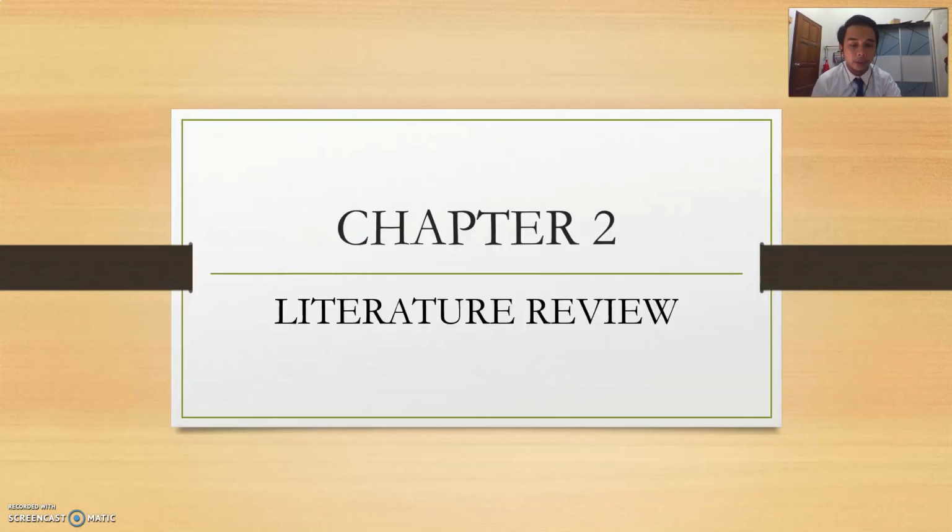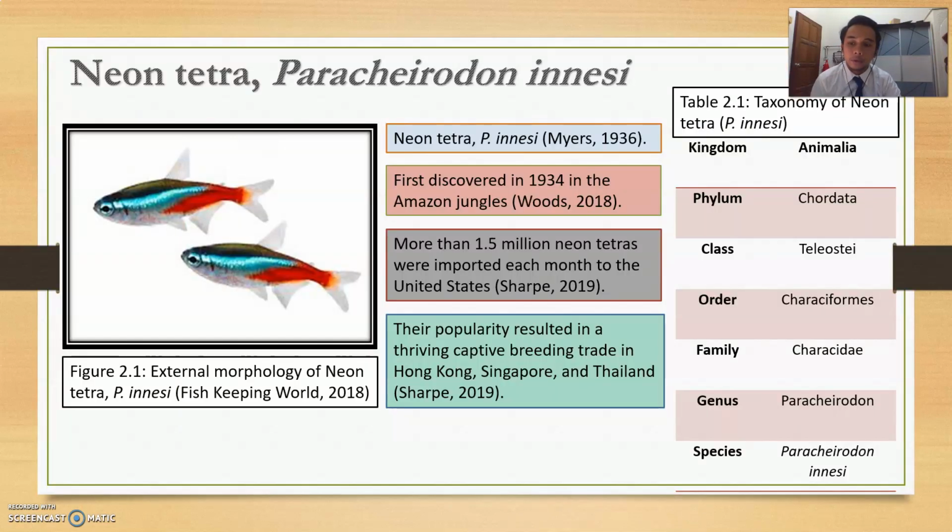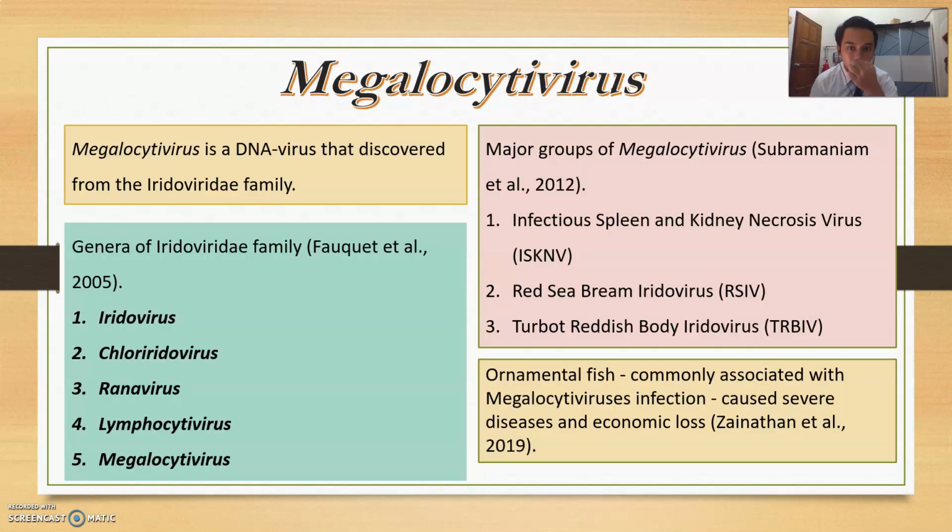Moving to the literature review, chapter 2. Figure 2.1 shows the external morphology of Neon Tetra, and table 2.1 shows the taxonomy of Neon Tetra. Moving to Megalocytivirus. Megalocytivirus is a DNA virus from the Iridoviridae family. There are three major groups of Megalocytivirus, which are ISKNV, RSIV, and TRBIV.